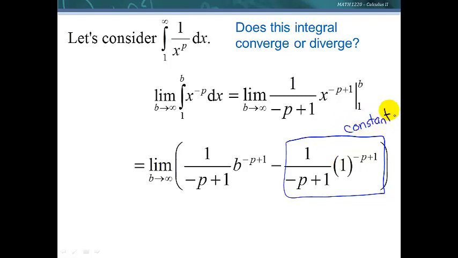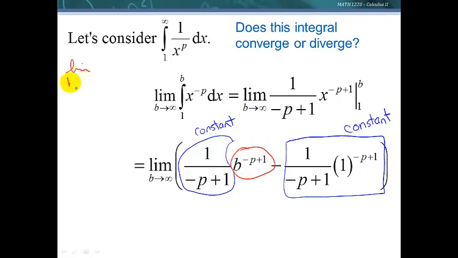Therefore, the limit as b goes to infinity, this part will remain constant. So that's not going to be an issue. Now, if we look at this coefficient here, same thing. This is going to be a constant because this will be for a fixed p-value. So the piece that we are interested in is this one right here. Let's go ahead and put it up here.